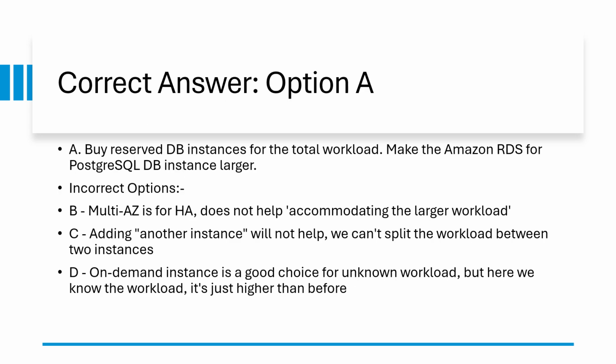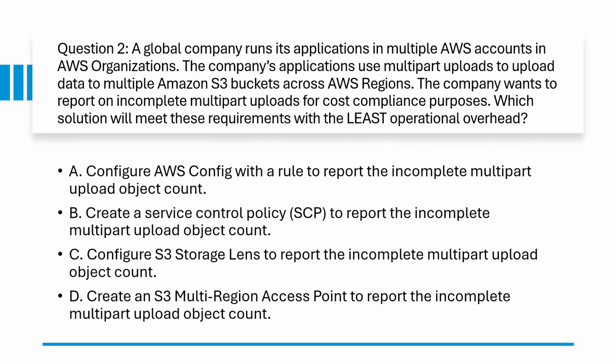Correct answer: Option A. B is incorrect because it is for HA, it does not help accommodate the larger workload. C is incorrect because adding another instance will not help. We can't split the workload between two instances. D is incorrect because an on-demand instance is a good choice for an unknown workload, but here we know the workload, it's just higher than before. Moving on to question 2.